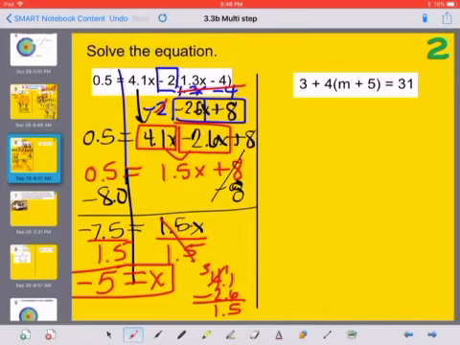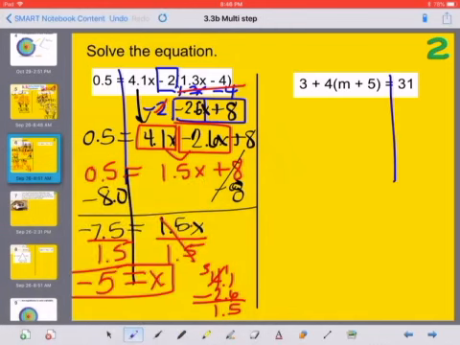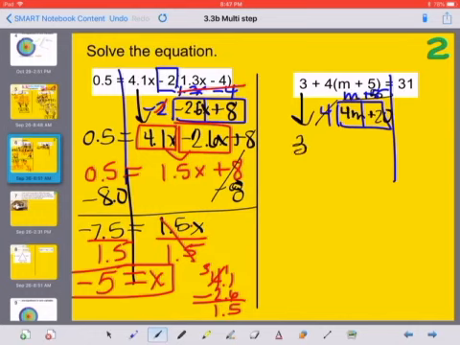Alright, last one like this. We have some parentheses. We need to get rid of those by distributing. We have 4 and then m plus 5. So 4 times m is 4m. Oops, this is a 5. It looks like an 8. 4 times 5 is 20. So we're done with those. We have 3 plus 4m plus 20 equal to 31.